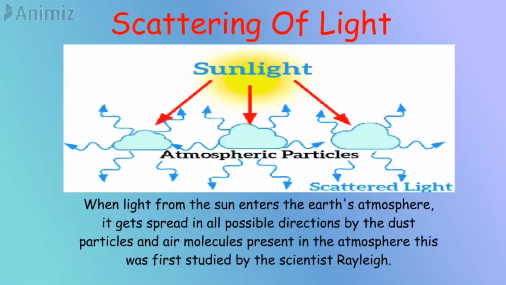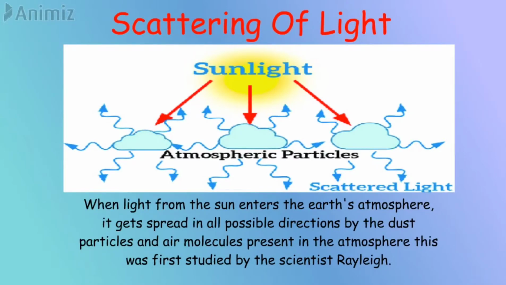Students, let's deal with the scattering of light. When light from the sun enters the Earth's atmosphere, it gets spread in all possible directions. By whom? By dust particles and air molecules present in the atmosphere. This was first studied by Rayleigh.